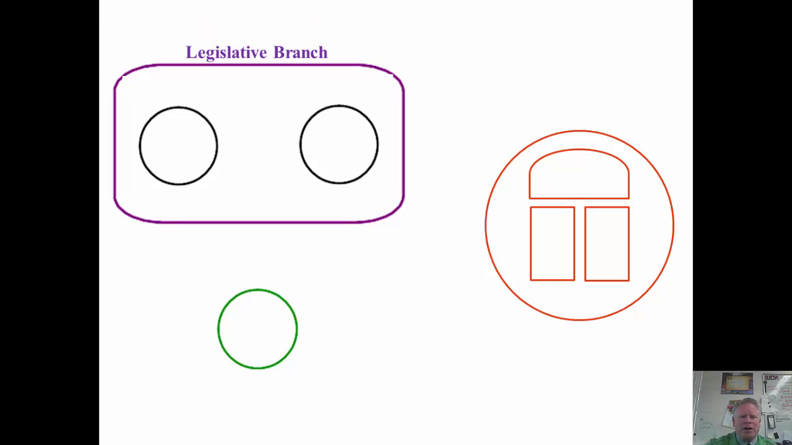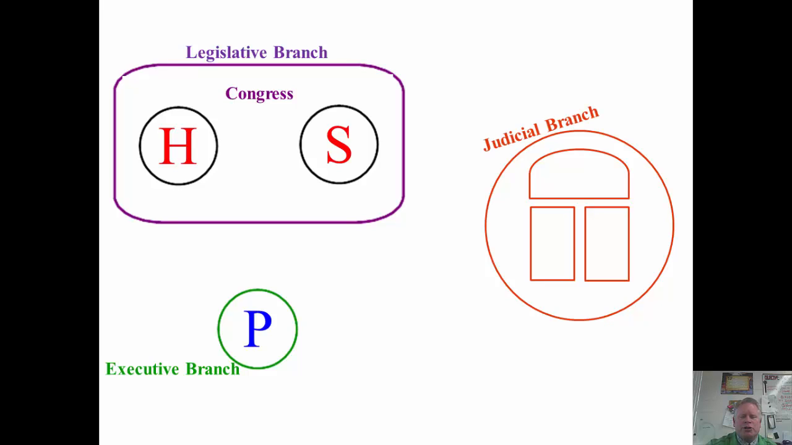Now, our government has three branches, and the first branch we'll talk about is the legislative branch. It consists of the House of Representatives and the Senate. Together they are called Congress. Our second branch is the executive branch, who is headed by the President. And the third branch is the judicial branch, the federal court system, which consists of the Supreme Court.